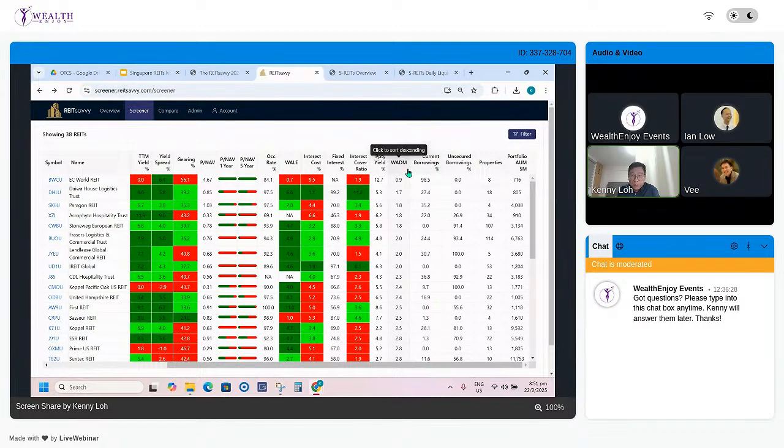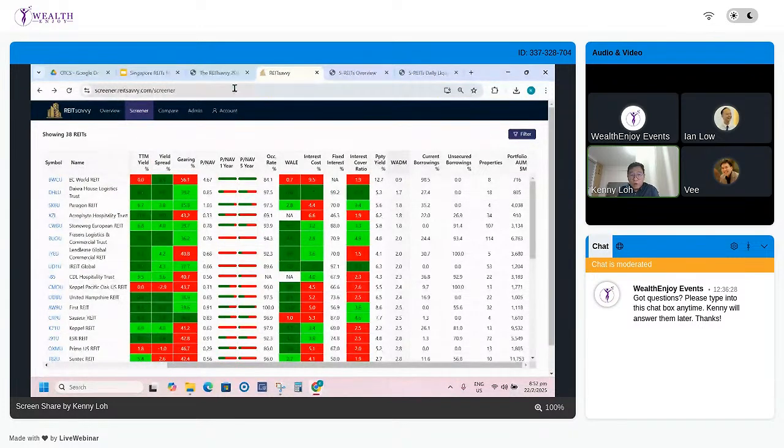The next one would be Paragon REIT: 1.8 years, 70% fixed rate, and the interest cost is 4.4%. So Paragon REIT will probably benefit from the rate cut moving forward if they have debt to be refinanced within this one or two years. So this is how you can combine the financial ratios and analyze what would be the impact of the rate itself.